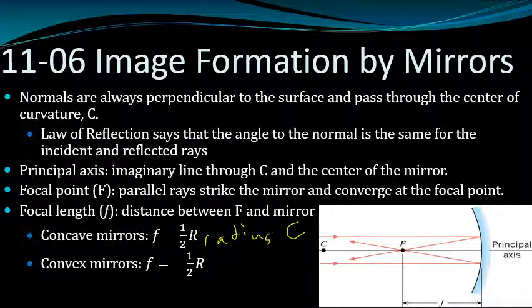For a convex mirror, since F is on the wrong side of the mirror, where it doesn't truly exist, we'll say it's -1/2 times the radius, or -1/2 the distance to C.